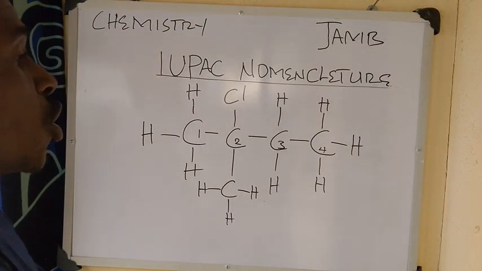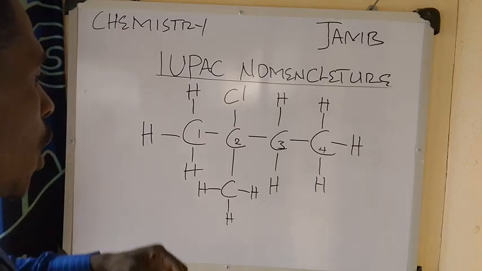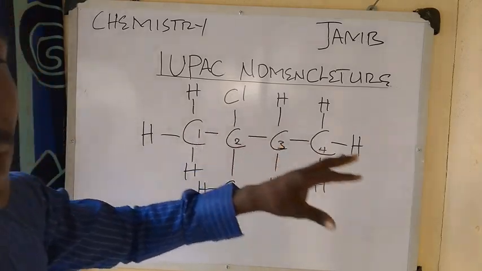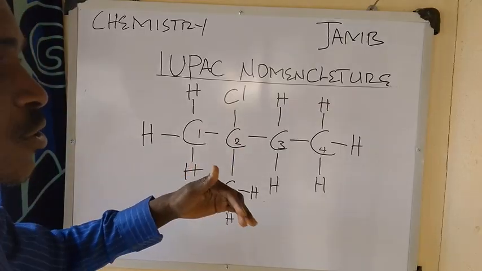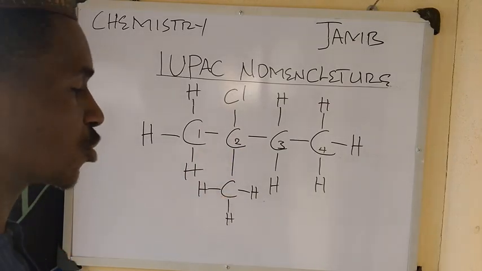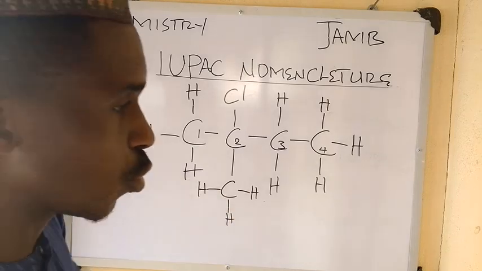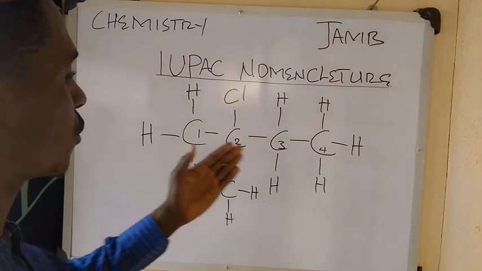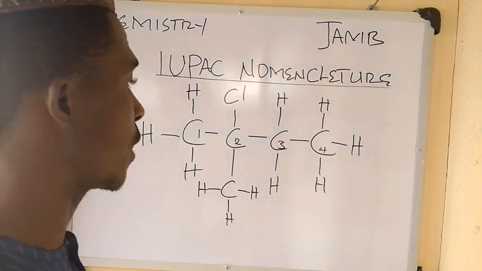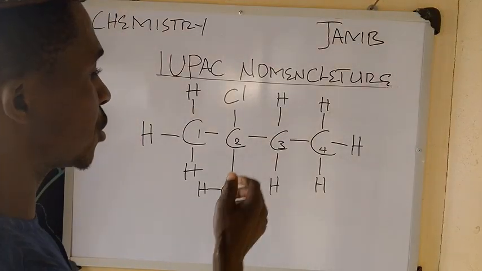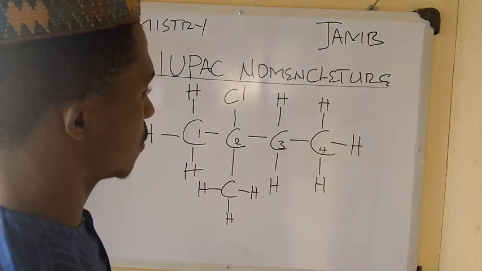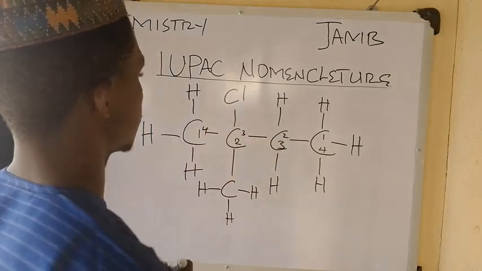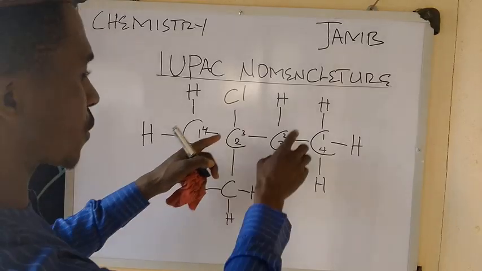So now the third rule says that what? If there are substituents in the structure, that is, if there are secondary structures attached to the main structure, we should number in such a way that the substituents will have less number. Now, you might ask, why didn't we number from here? 1, 2, 3, 4. Okay, let's take both sides now.